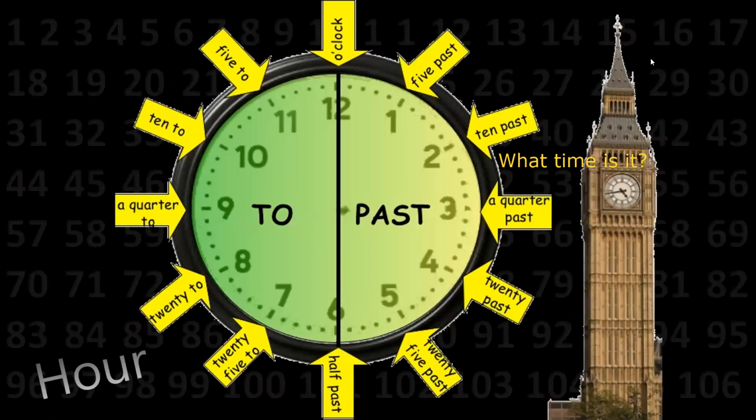Here we have the clock divided in a way for us to understand how to tell the time, okay? So here we have half the clock, we say past, okay? When it's pointing to number 12, we say o'clock, okay? Here we have the minutes past. So on this side of the clock, we say past the hour. So it's 5 minutes past, suppose, okay?